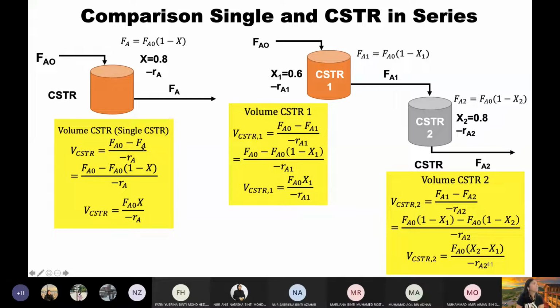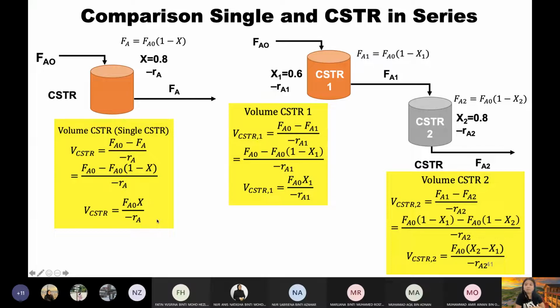So now I replace the FA with FA naught 1 minus X. So you see the FA naught is still in front because the FA is equals to FA naught 1 minus X in bracket. So you minus it, okay, per minus RA. Then when you rearrange back, you will get the formula as FA naught X per minus RA.